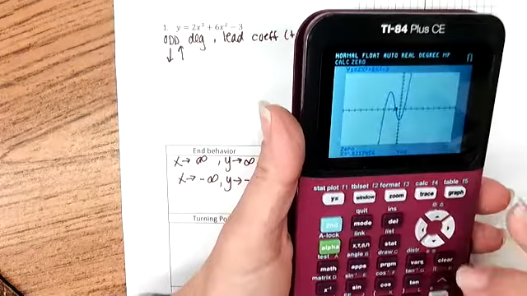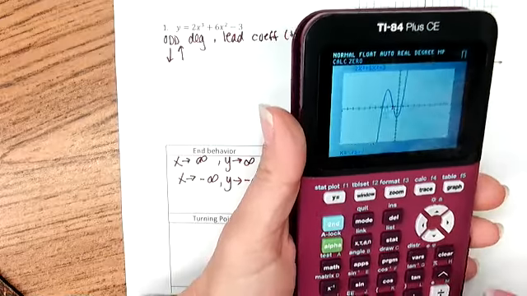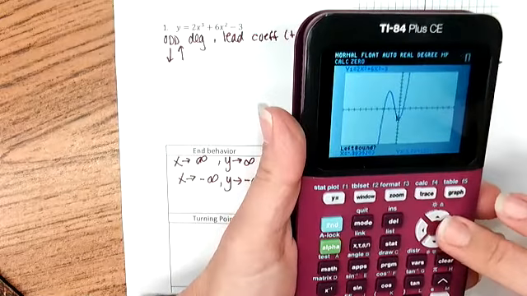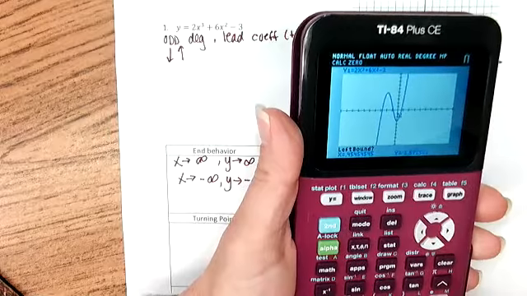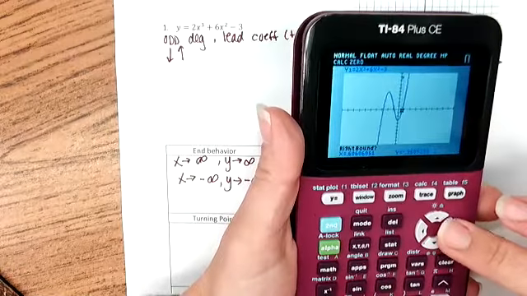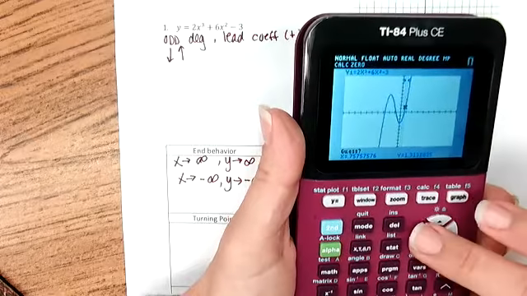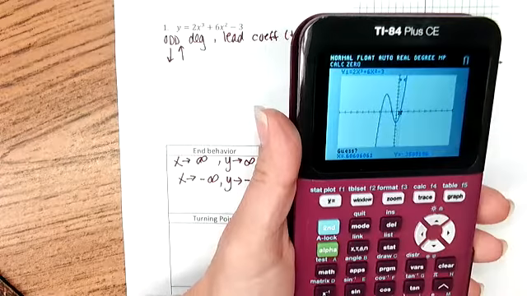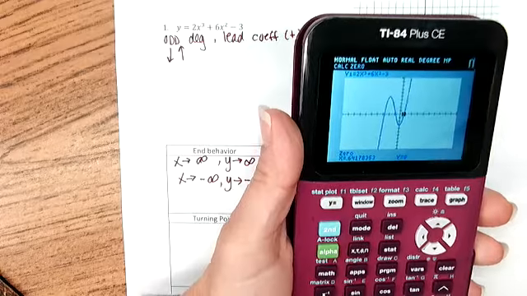All right, do it again. Second trace, 0. Arrow to the right. Enter. Arrow above. Enter. Guess, just get as close as you can. Enter. And that last zero is at 0.6.